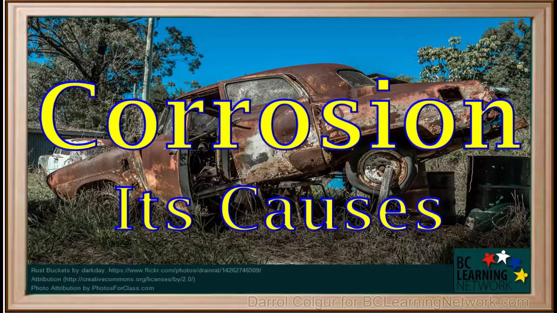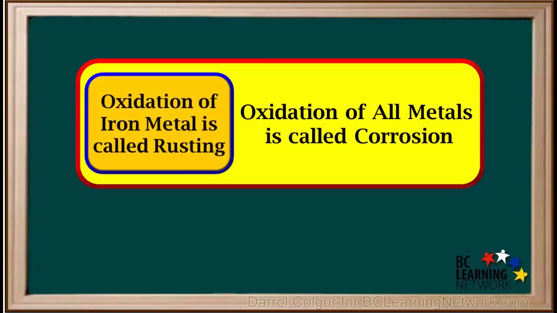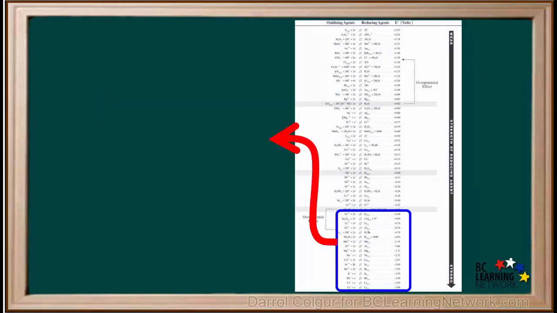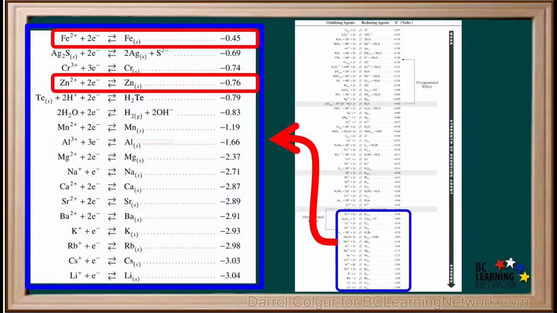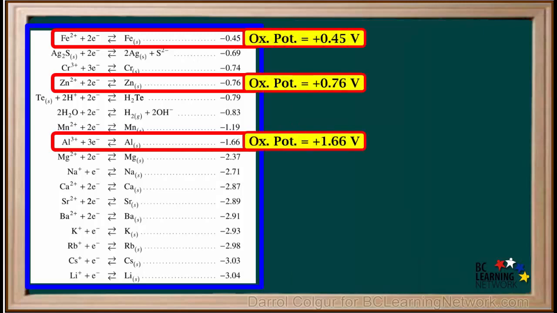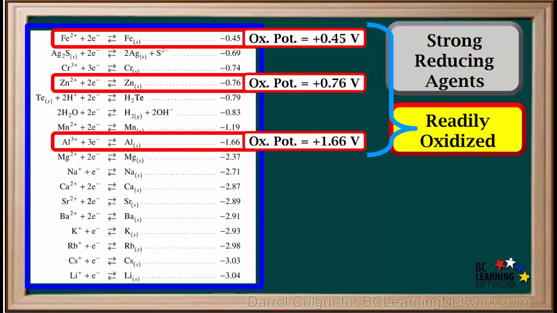Corrosion is the unwanted oxidation of a metal. Oxidation of all metals in general is called corrosion, whereas oxidation of iron metals specifically is usually called rusting. Looking at the standard reduction table, near the bottom, we see that iron, zinc, and aluminum are all near the bottom right. They all have high oxidation potentials, which means they are strong reducing agents and are readily oxidized.